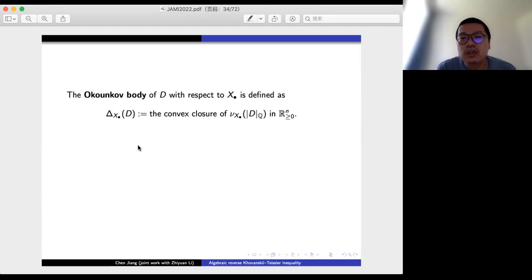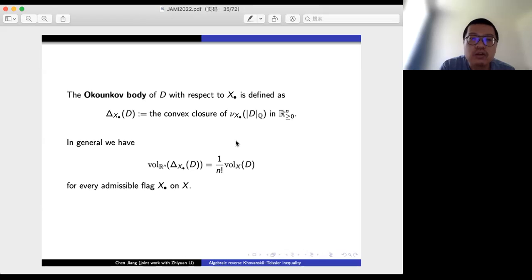What is interesting is that this Okounkov body of D shows many properties of the geometry of D. But what we use is just the following. We know that the Euclidean volume of this convex body is just the volume of D up to a scalar.